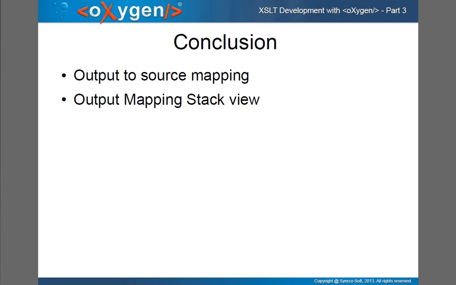So the output to source mapping helps you to easily find out from where an output is generated. The output mapping stack view helps you to visualize from where that instruction was generated, showing you a breadcrumb from the style sheet entry point to that instruction, and you can go back.